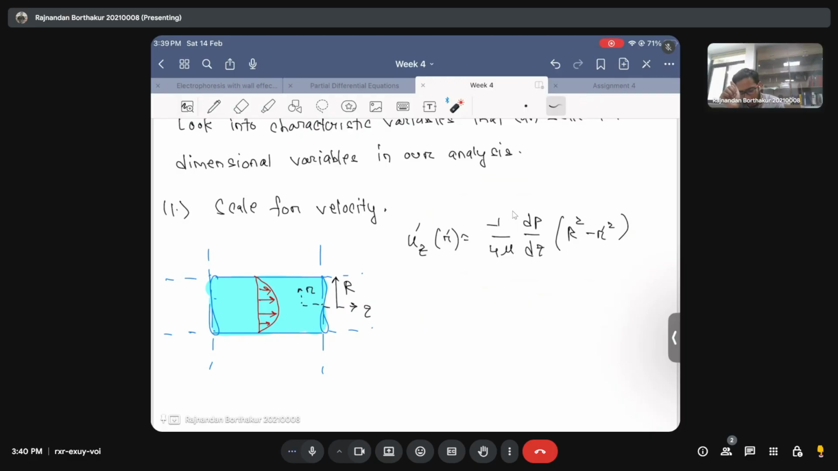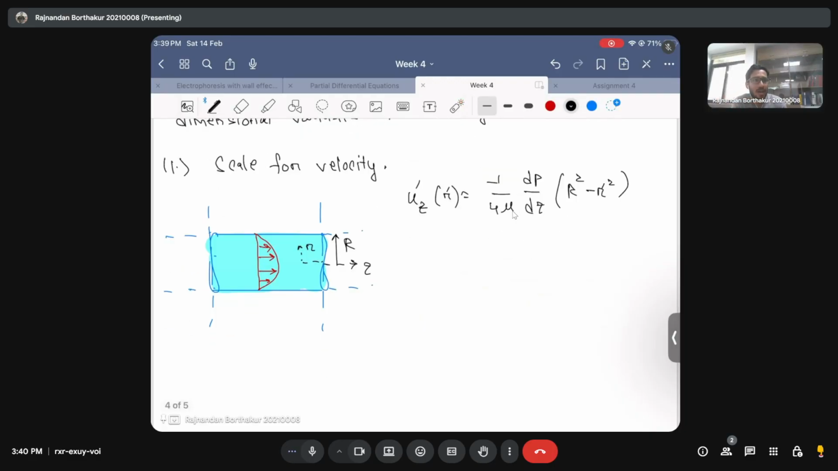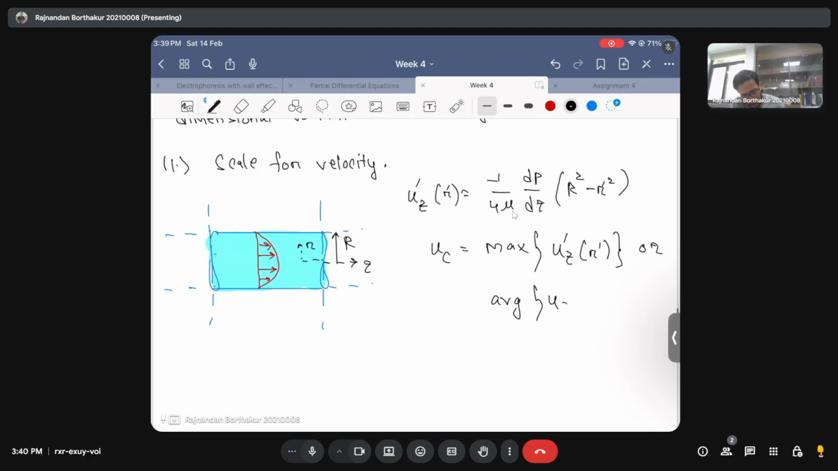Okay, so then what I can do at this point, if you ask me to find out the non-dimensional variable, is that I can tell that yes, I can choose a characteristic velocity. This is called a characteristic velocity field. We generally call it U_C. I can tell that this can be equal to the maximum of u_z prime of r prime, or the average of u_z prime of r prime basically. Which means given this velocity field, I can choose the characteristic variable to be the maximum or the average.